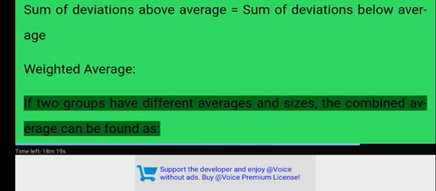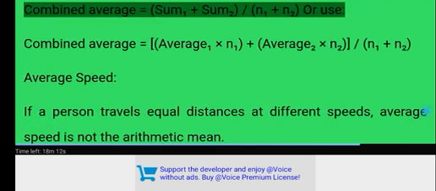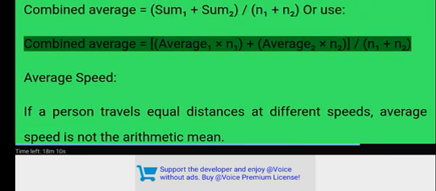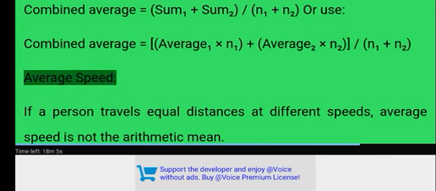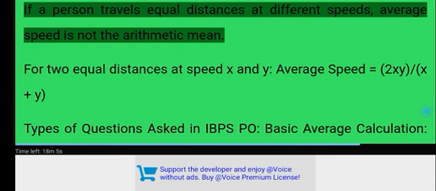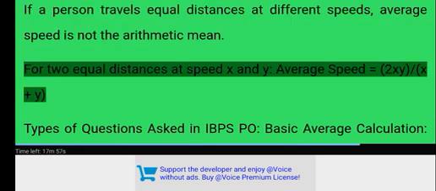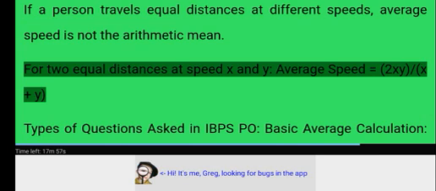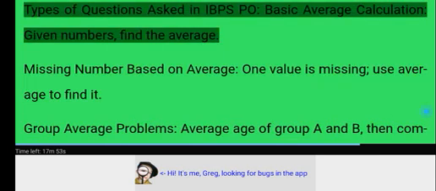Weighted average. If two groups have different averages and sizes, the combined average can be found as combined average equals (sum1 plus sum2) divided by (n1 plus n2), or use combined average equals (average1 times n1 plus average2 times n2) divided by (n1 plus n2). Average speed. If a person travels equal distances at different speeds, average speed is not the arithmetic mean. For two equal distances at speeds x and y, average speed equals 2xy divided by (x plus y).